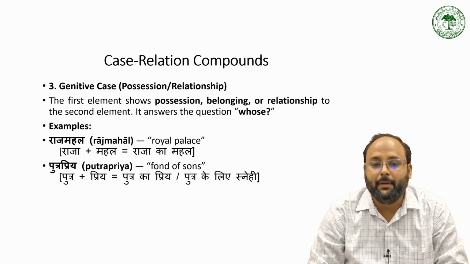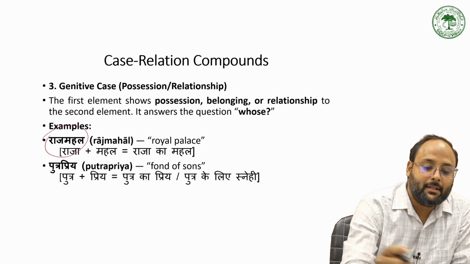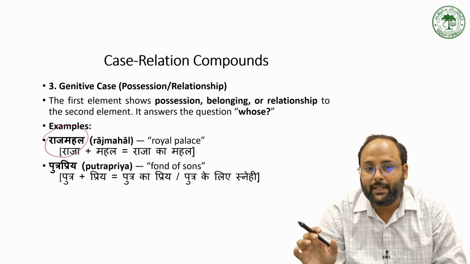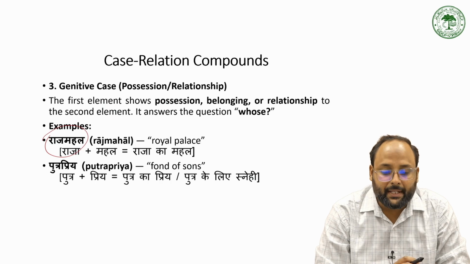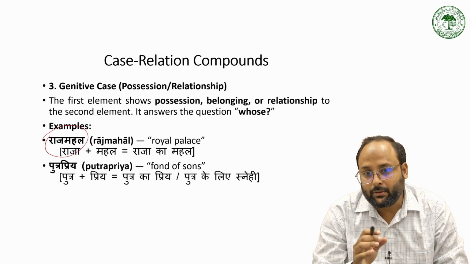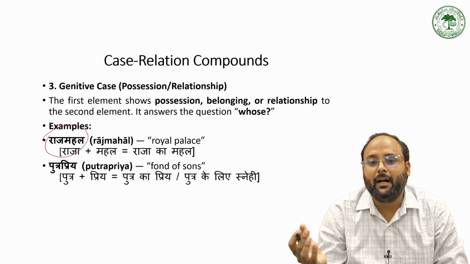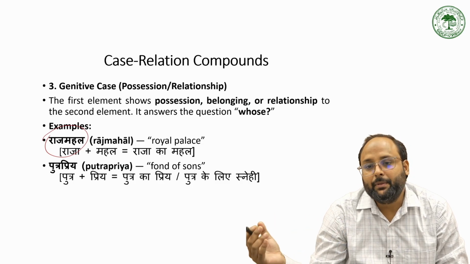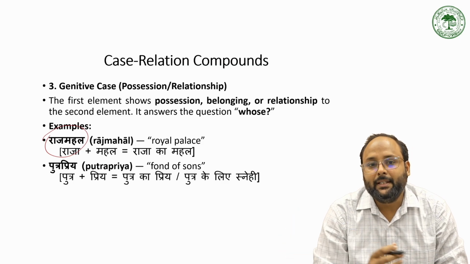Like Raj Mahal. Raj Mahal means Raja ka Mahal, so there is a possession. There is a genitive case marker ka between those two elements, Raja ka Mahal. And we have Putra Priye, fond of son, Putra ka Priye. That also has some relationship in terms of possession. Possession means ka, ke, and sometimes we have belongingness and sometimes some relationship. So this defines the genitive case.